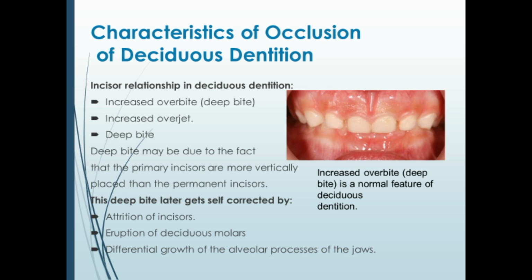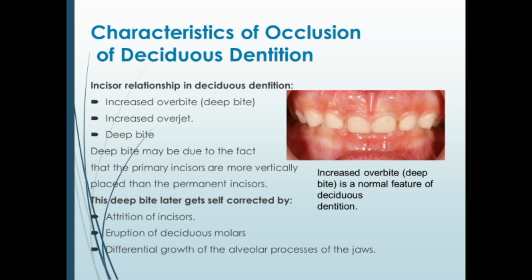Incisor relationship. Incisor relationship in deciduous dentition normally shows increased overbite, deep bite, and increased overjet. An increased overbite is usually seen in the initial stages of development, with the deciduous mandibular incisors contacting the cingulum area of the deciduous maxillary incisors in centric occlusion.